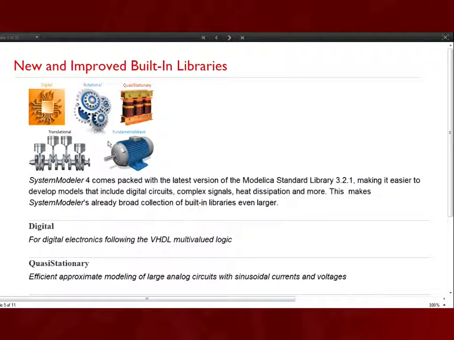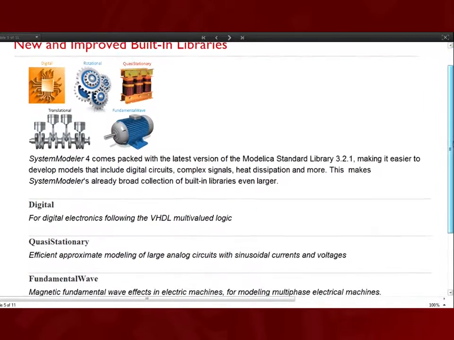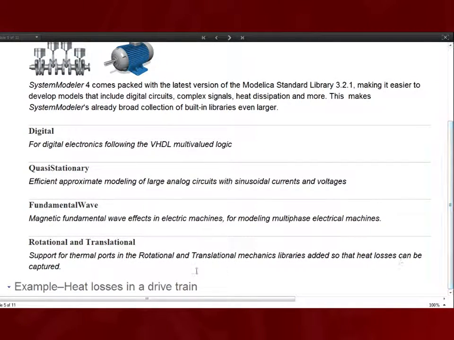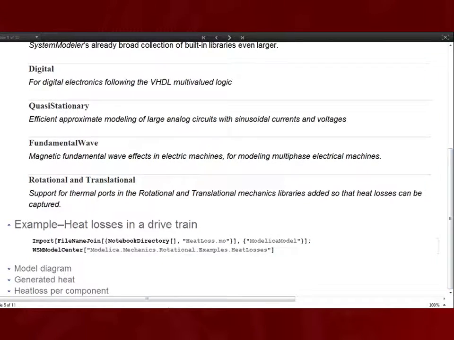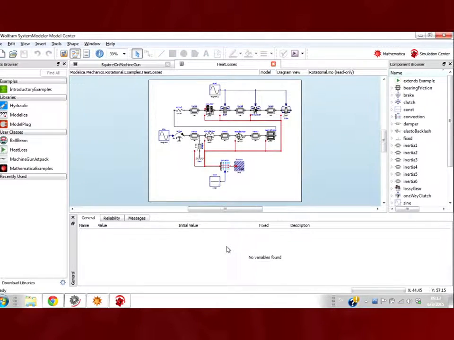So the rotational and translational libraries already existed. And the important thing is that you can connect all these together. So when you build the entire system, it's not only the mechanical part or only the electrical part, it's all those together. And that's what's interesting with the new rotational and translation functionality, which I will use and do an example of. So let's import that model to SystemModeler and open it.